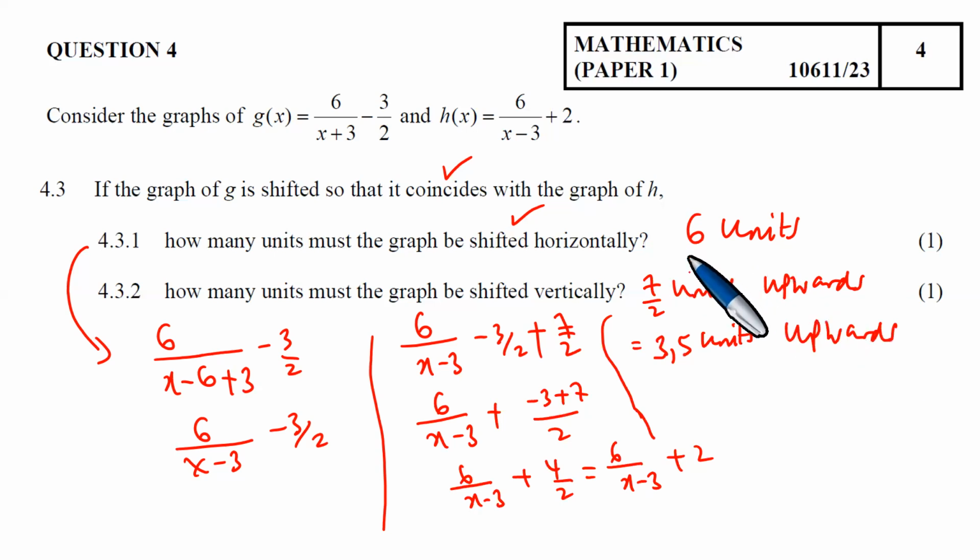Okay, now you have the number 6. What do you do with the number 6? Right, so the number 6, it was the horizontal shift. So it was 6 units in which direction? 6 units to the right, because if you subtract, the graph moves to the right. So how many units must the graph be shifted vertically? We have stated that one there. So it's 6 units and 3,5 units respectively.